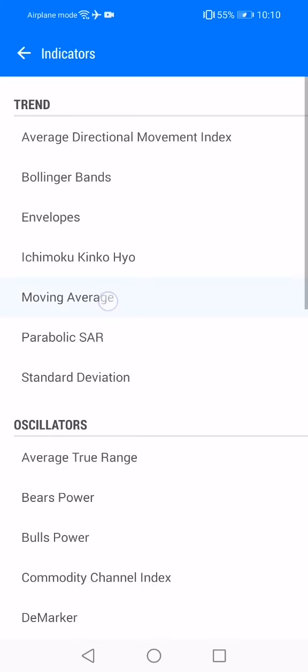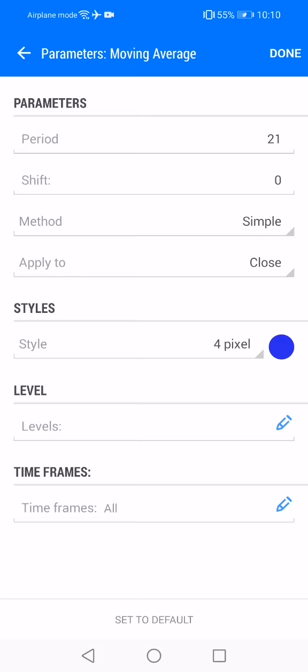The first indicator is the moving average with period 21, shift 0, method simple, apply to close, 4 pixel, color blue, or you can use any color of your choice as long as it's different from your screen background color. Then we click done.